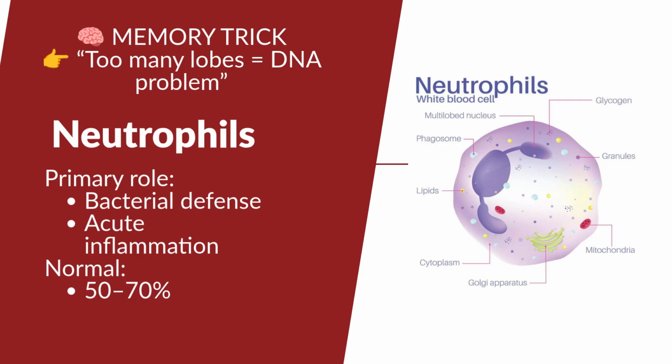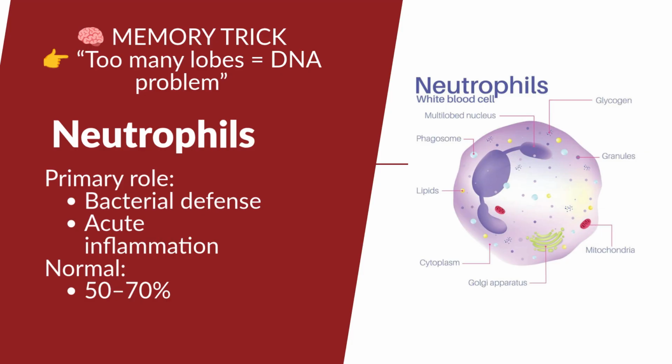Think of neutrophils as the body's first response. When bacteria enter the body, neutrophils are usually the first cells sent to fight the infection. A normal percentage, again, for neutrophils is 50 to 70% of the circulating white blood cells. Because they are so common, abnormalities involving neutrophils appear frequently on MLS exams. Keep that in mind.